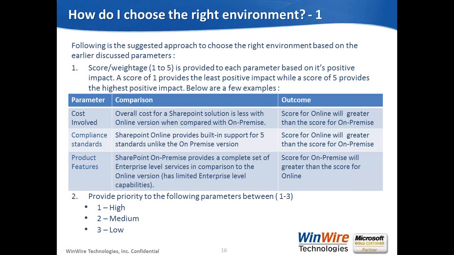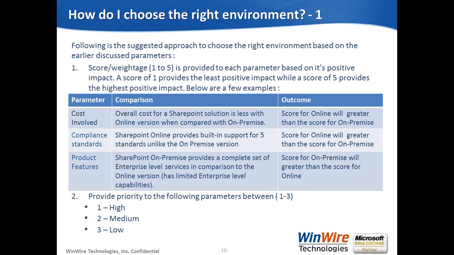Next one is compliance standards. SharePoint Online provides built-in support for 5 standards, unlike the on-premise version. So again, here the online gives more support for compliance standards, so you would see a positive impact coming in, and that's the reason why the score for online will be greater than the on-premise version. Next one is the product feature. In this case, SharePoint on-premise provides a complete set of enterprise-level features in comparison to online, wherein either you have the feature missing or it's limited. So the score for on-premise will be greater than the score for an online version.